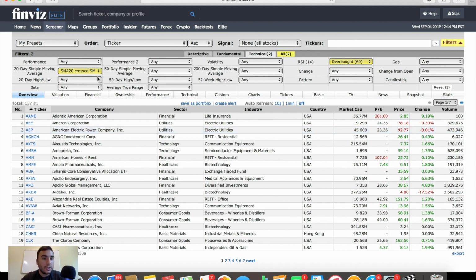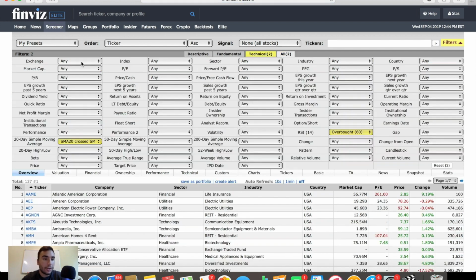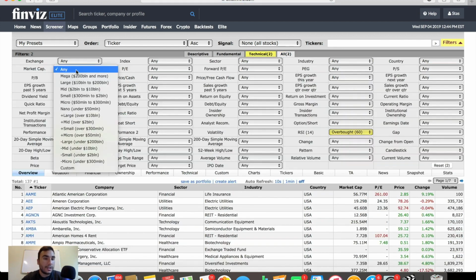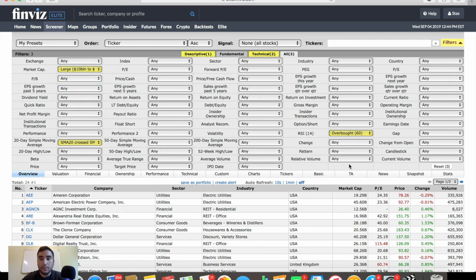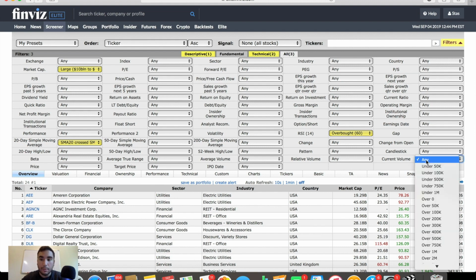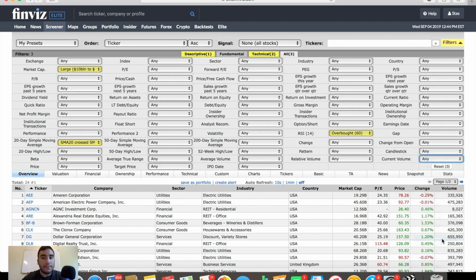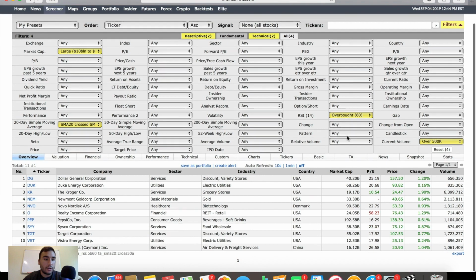So let's say you want to pop in some other data. We can go back to all here, and let's say we want to do market cap of 10 to 20 billion. Let's say we want to do volume. Where is the volume now? This is a lot of different filters here. I can't really see it. Current volume. Boom. Let's say we want to do over 500K in volume. Let's see what's starting to pop up now.